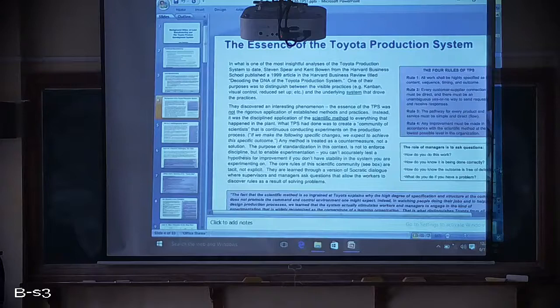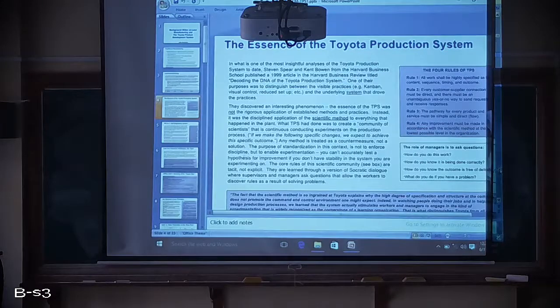In fact, see that. So they're talking about hypothesis as well as experimentation. The purpose of standardization, in this context, is not to enforce discipline, but to enable experimentation. You can't accurately test a hypothesis for improvement if you don't have stability in the system you are experimenting on. The core rules of the scientific community are tacit, not explicit. Okay, you can see the four rules of TPS. All work shall be highly specified as to content, sequence, timing, and outcome. See the sequence of this work. Okay, that is the content, sequence, timing, and outcome.